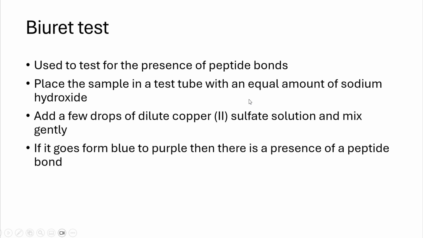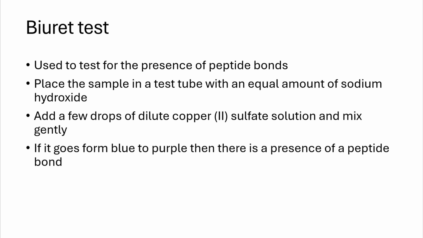Alright, Biuret. This is used to test for the presence of peptide bonds, so proteins. Use the Biuret test. You place a sample in a test tube with an equal amount of sodium hydroxide. Then you add a few drops of dilute copper sulfate solution and mix gently. This copper sulfate and sodium hydroxide is what makes the Biuret reagent. In A level, you normally need to explain the actual two things that make Biuret. You can't just say I add Biuret. You need to say that you mix sodium hydroxide and dilute copper sulfate solution.